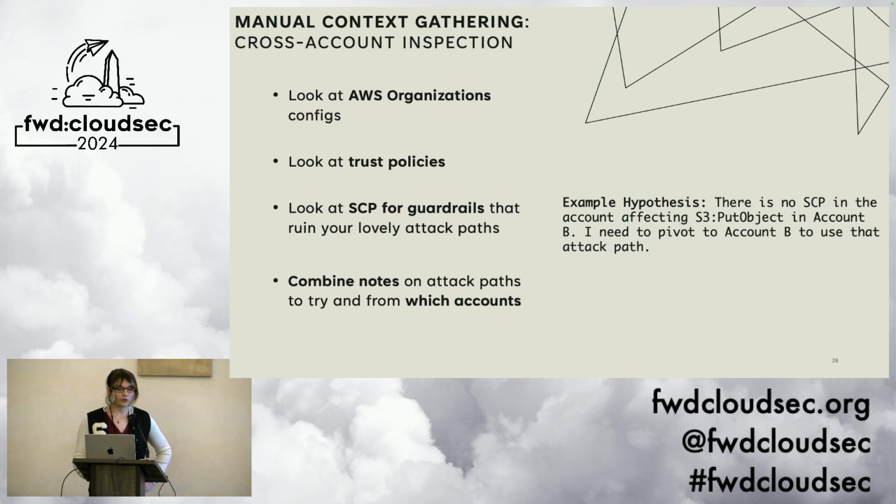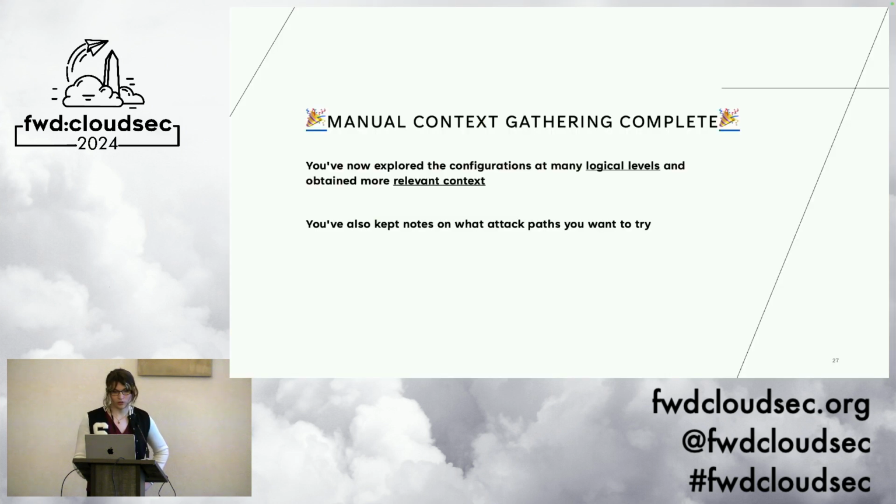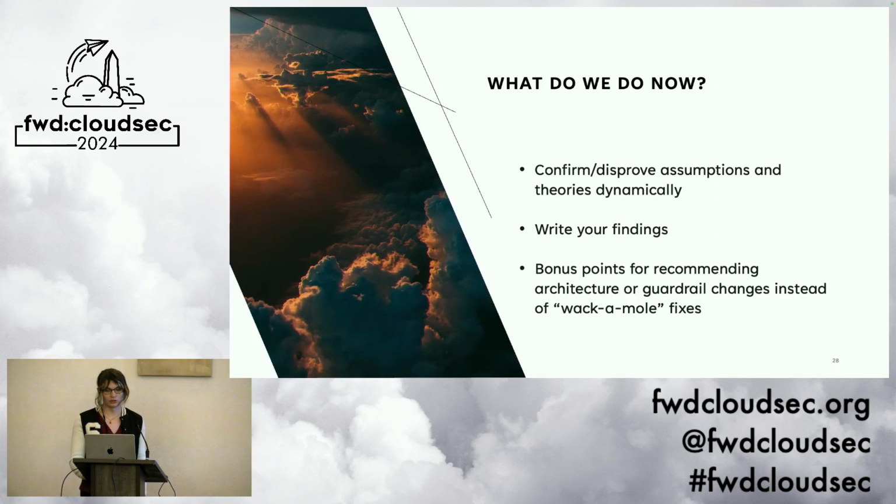And you're going to be combining your notes on attack paths and making a hypothesis like, well, it looks like there's a service control policy, and maybe I need to pivot to a different account before I can actually try some of these attack paths that I've created. So we've done all this manual context gathering, and we've explored the different logical levels, as I like to call them, and we've gotten some relevant context, and we've kept notes on attack paths. Well, what do we do now?